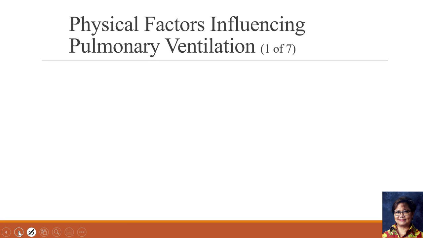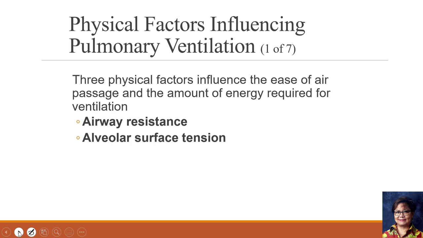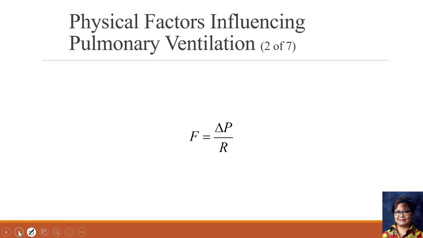All right, new topic. Let's take a look at the physical factors influencing pulmonary ventilation. There are three physical factors that influence the ease by which air could get inside, and the amount of energy that's required for ventilation. First of all, airway resistance. You have alveolar surface tension, and the third will be your lung compliance. These are factors that would affect the ease by which air could get inside the lungs.